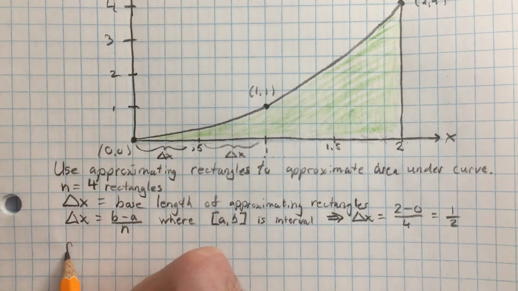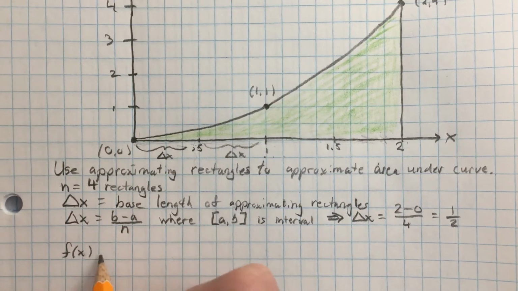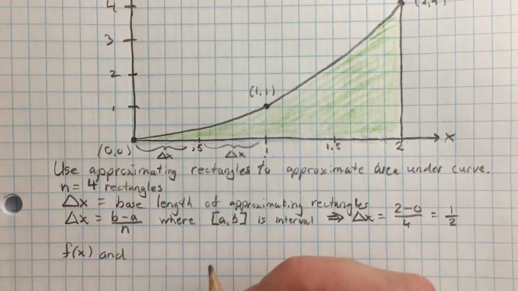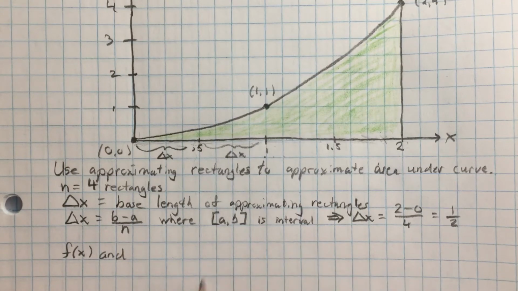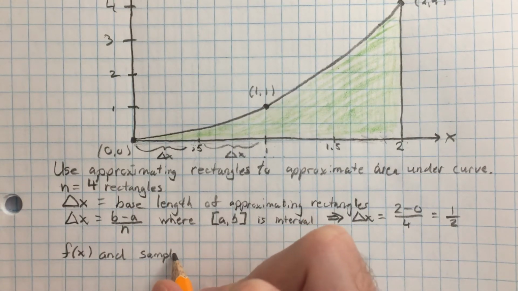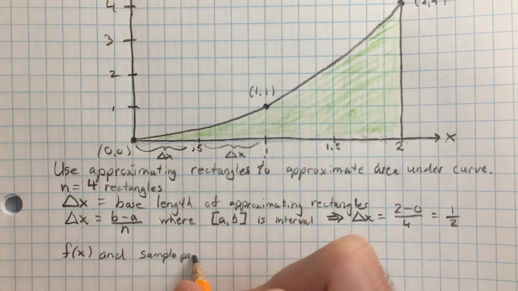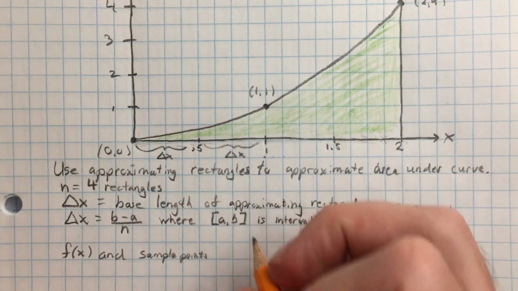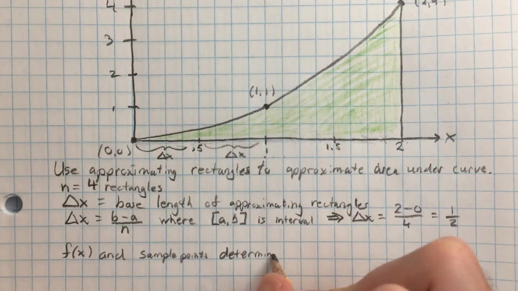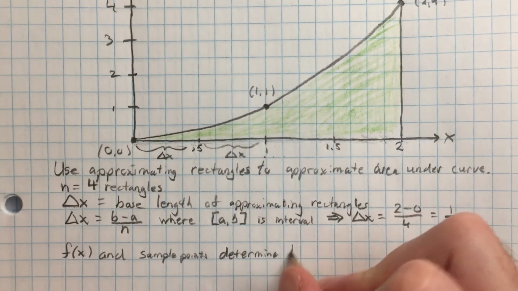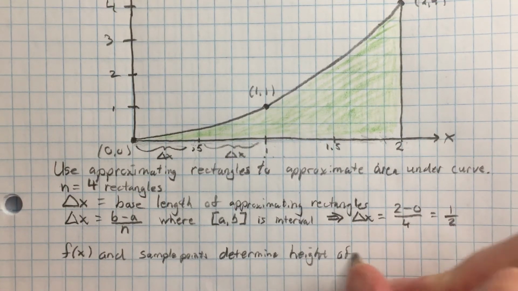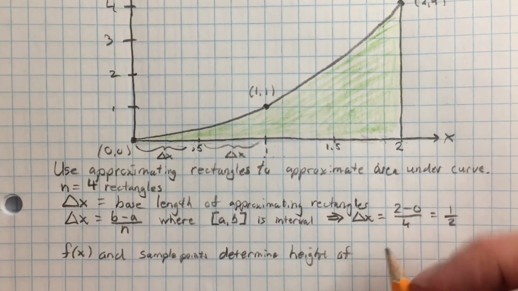The function values. So f of x, the function values, and we're going to make a choice here. We're going to choose a sample point. Sample points determine the height of rectangles. We've already got the base taken care of. We just need the heights, and then we just add them all together, add the areas together.